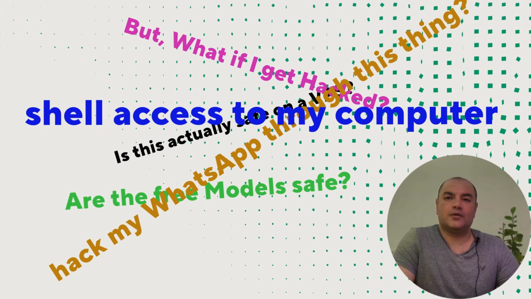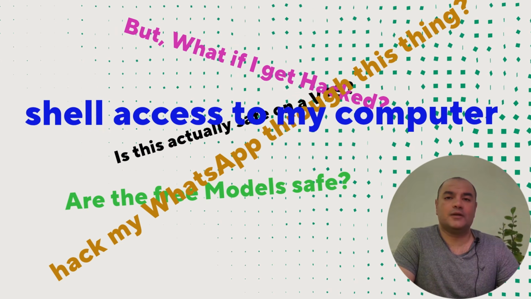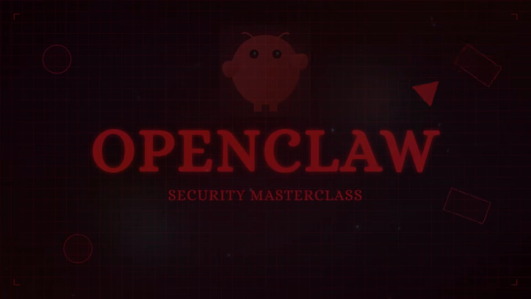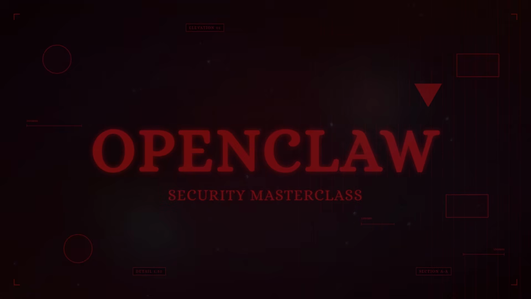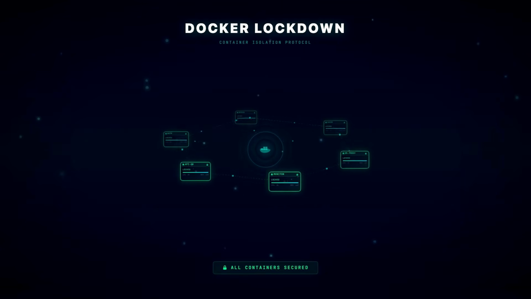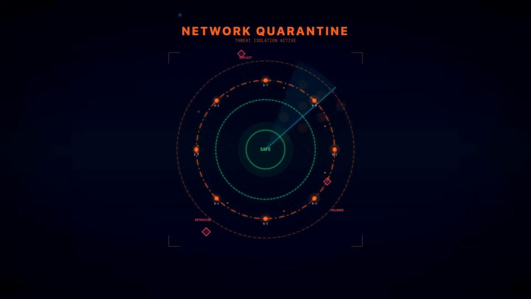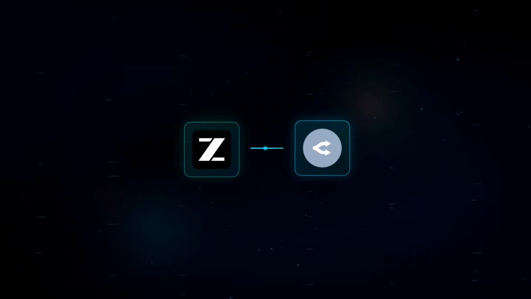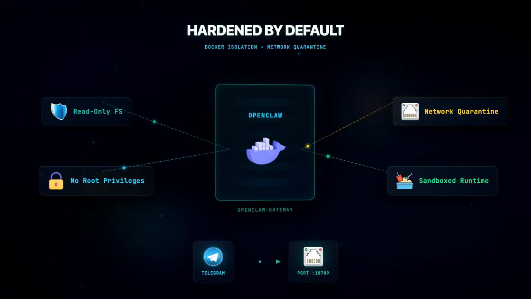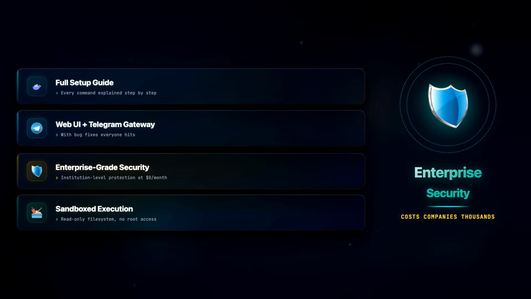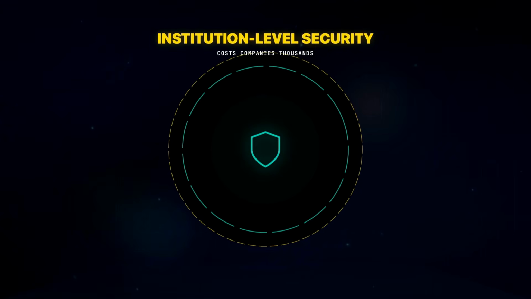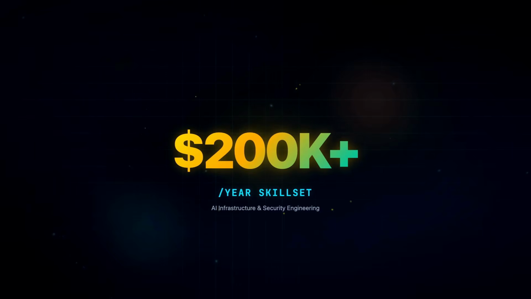By the end of this video, you'll know exactly how to deploy OpenClaw with security tight enough that these questions become irrelevant. This is the complete OpenClaw security masterclass you were looking for. By the end, you'll have a practically unhackable bot with enterprise-grade Docker lockdown, network quarantine, and sandbox execution, all running on $0 per month using free ZAI tokens from OpenRouter. You're getting full setup, every command explained, web UI and Telegram gateways with bug fixes everyone hits, and institution-level security that costs companies thousands. Learning to securely deploy and harden OpenClaw isn't just useful, it's a 200K plus year skill set.